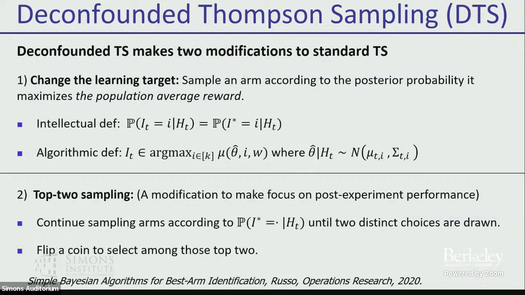But that's saying if you wanted to optimize not for regret in the experiment, but you want to make sure that with a small number of measurements, you're confident about what to deploy in the population, you tweak Thompson sampling a little bit.